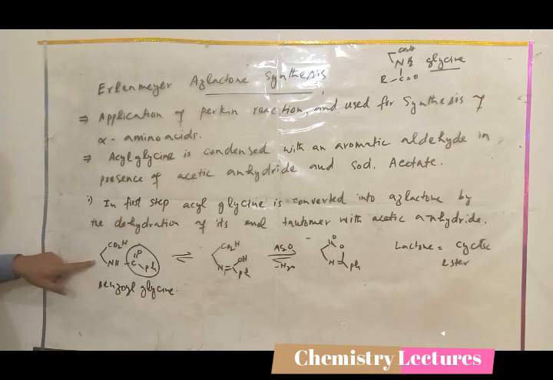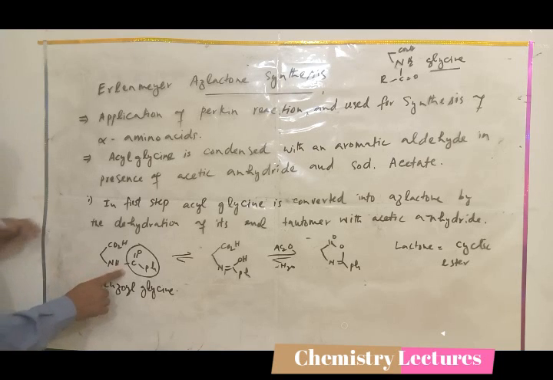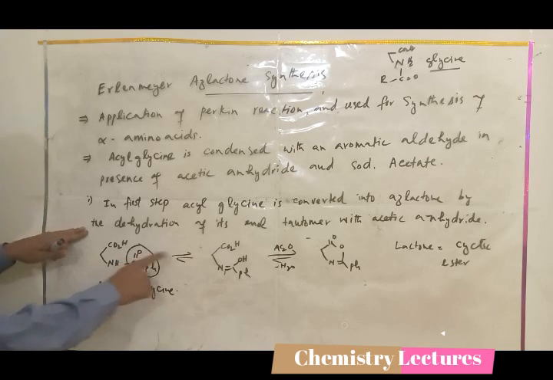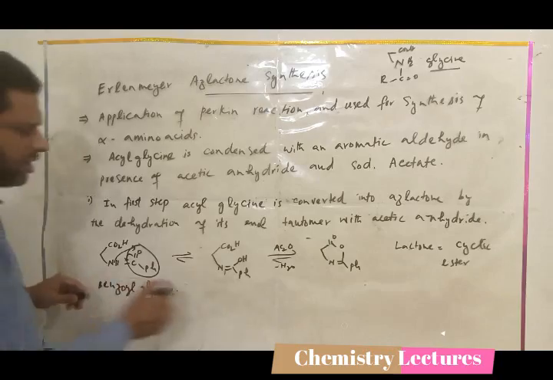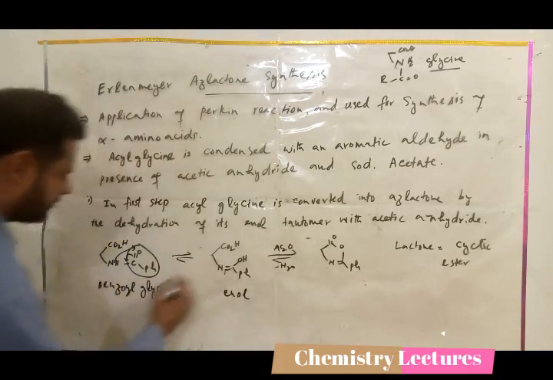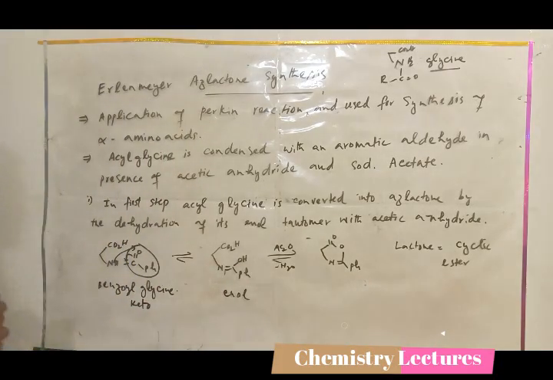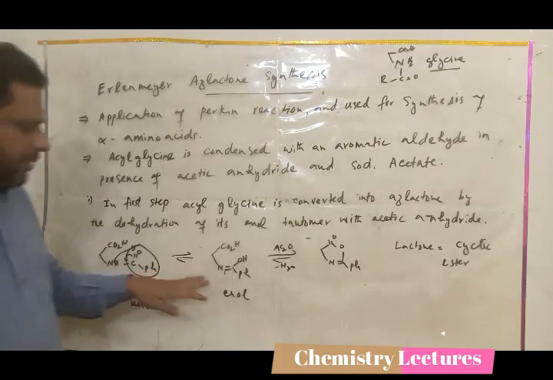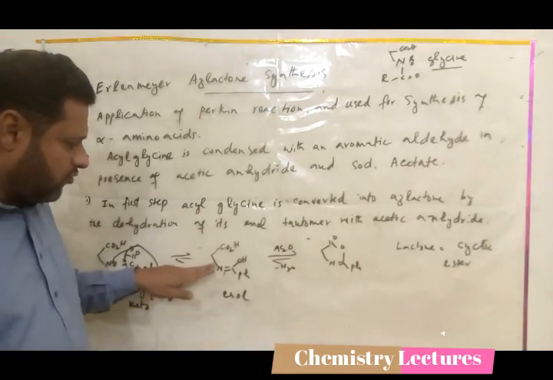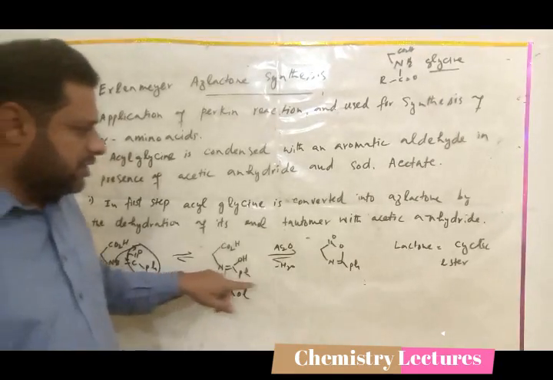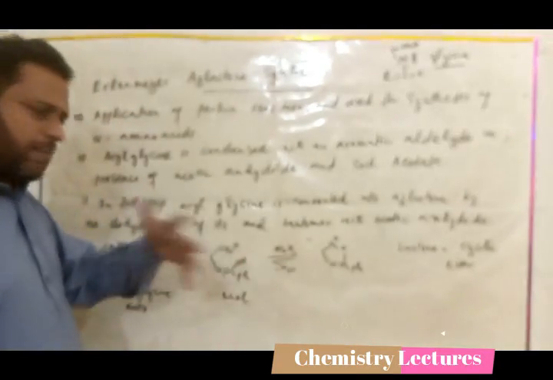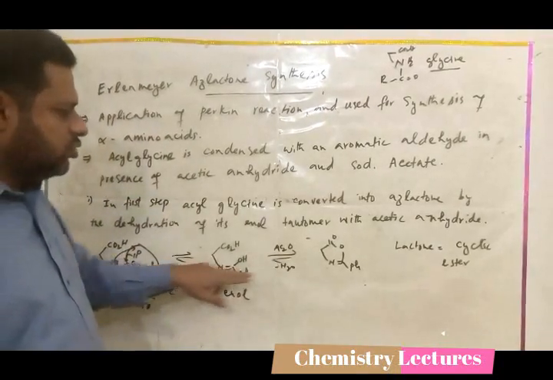What happens? Benzoyl glycine exists in two types of tautomers. One is this tautomer in which NH and CO are present. In the other tautomer, the H from here moves to oxygen and the double bond moves to here. So it is called the enol form. This is the keto form of benzoyl glycine. When the enol form of benzoyl glycine is treated with acetic anhydride, it will give you a ring. I will give you the mechanism at the end.